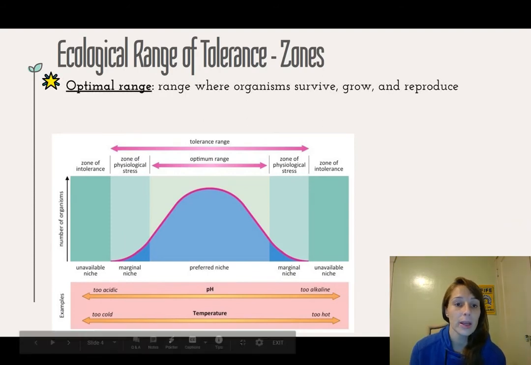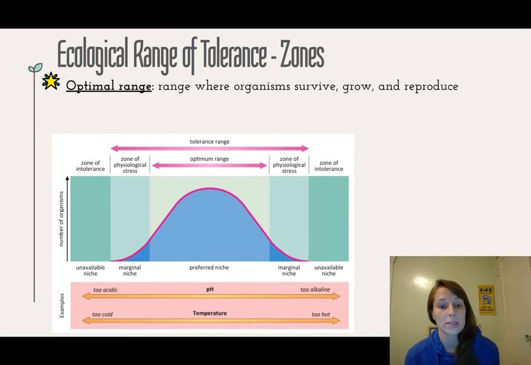So when we're talking about ecological range of tolerance, there are 3 different zones that we talk about. The first one is going to be the optimal range. This is the range where the organism survives, grows, and reproduces. So this is where they would choose to be. If they can pick where they're going to be, it's going to be in the optimal range.